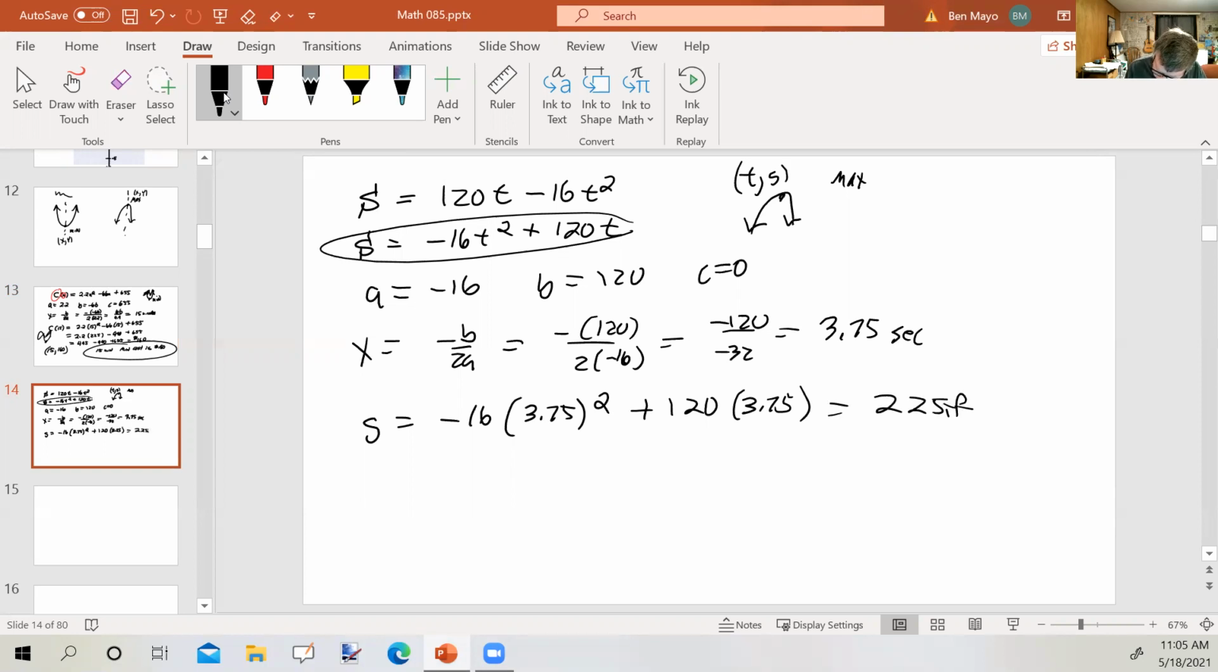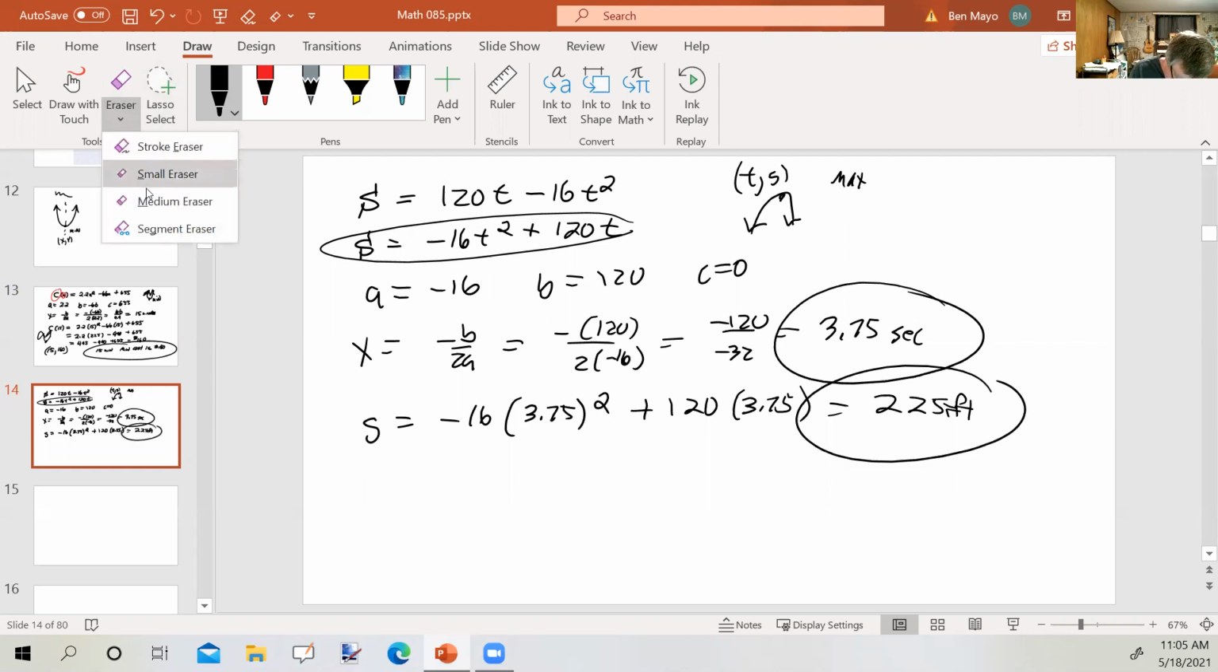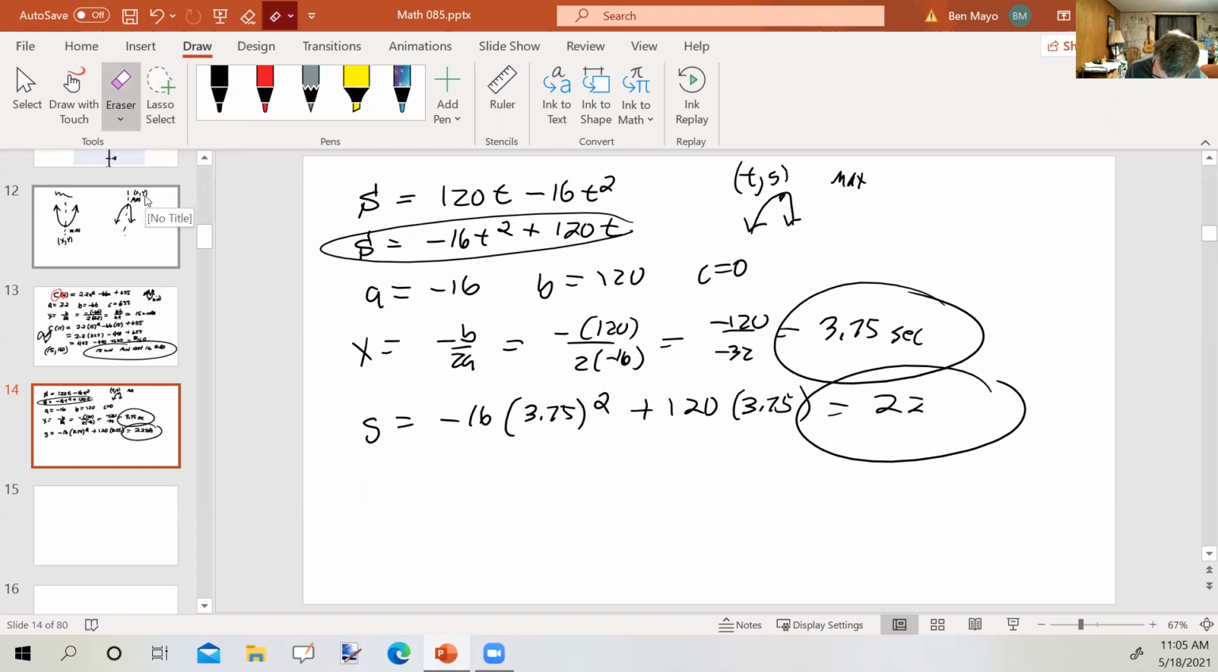And that would be what? Feet. So the first question said, how long after being fired? 3.75 seconds. And at what height? 225 feet above the ground. Notice in both of these examples, we're finding the vertex. When it's a parabola or a second degree or quadratic equation, it's asking you to find a maximum or a minimum. It's going to involve the vertex.